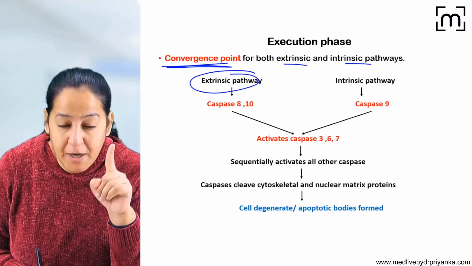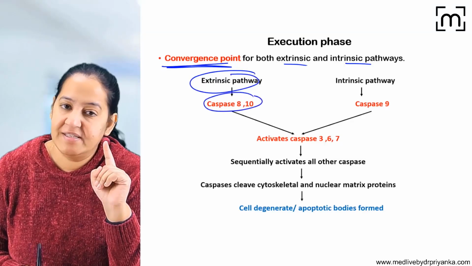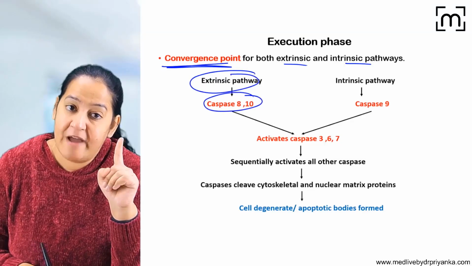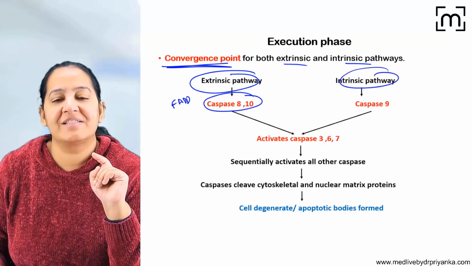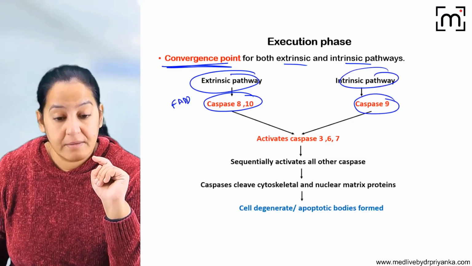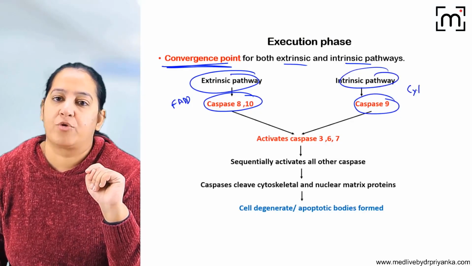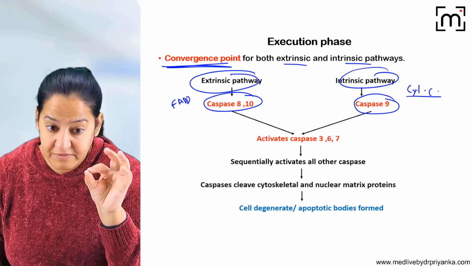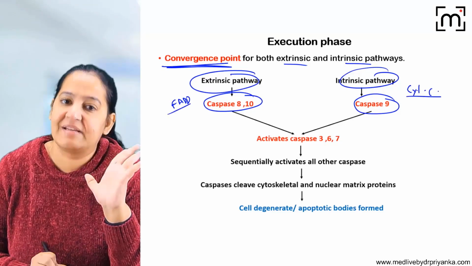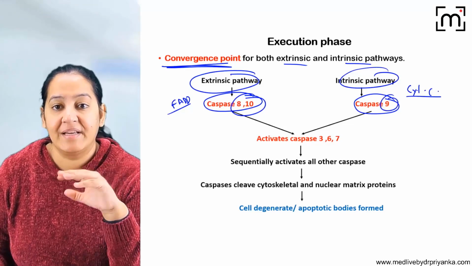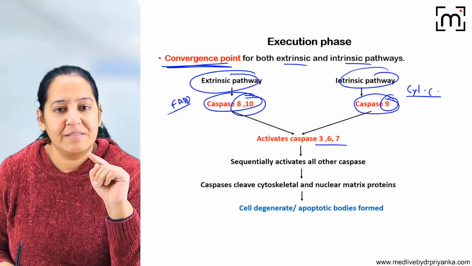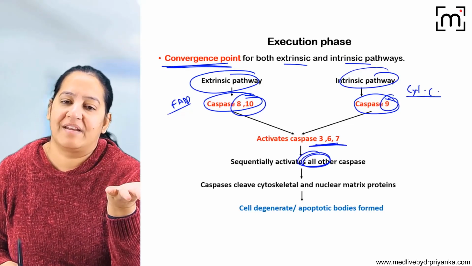In the extrinsic pathway, the first caspases activated are 8 and 10 with the help of the death receptor and FADD. Remember that pathway. In the intrinsic pathway, the first caspase activated is caspase 9 because of cytochrome C. Here the main molecule is cytochrome C, and here the main thing is FADD. Ultimately caspase 8 and 10, and caspase 9, activate other caspases: 3, 6, 7, and all the caspases get activated.